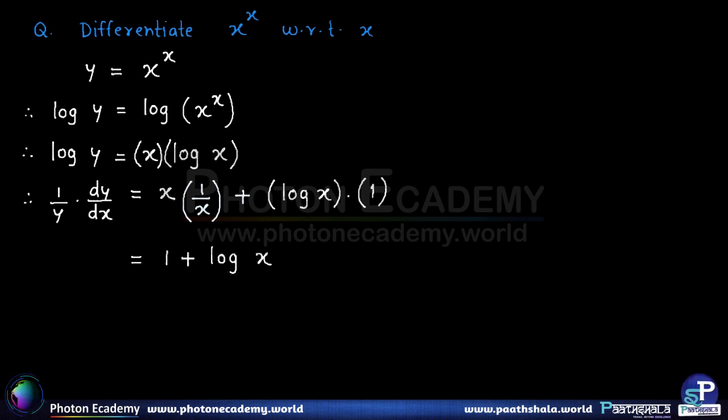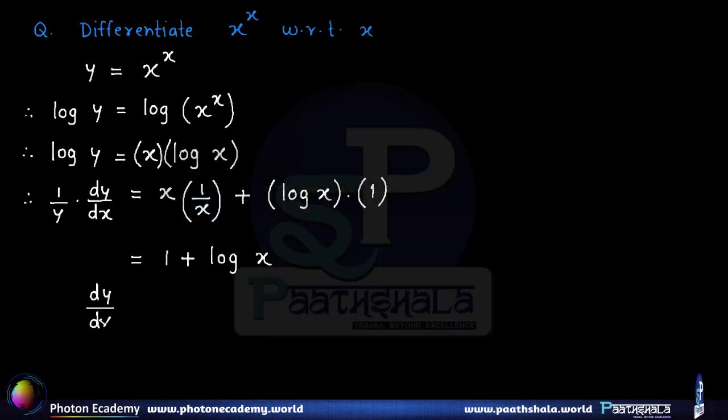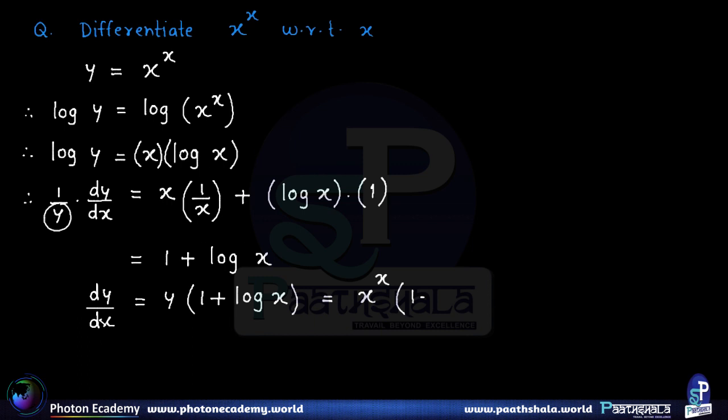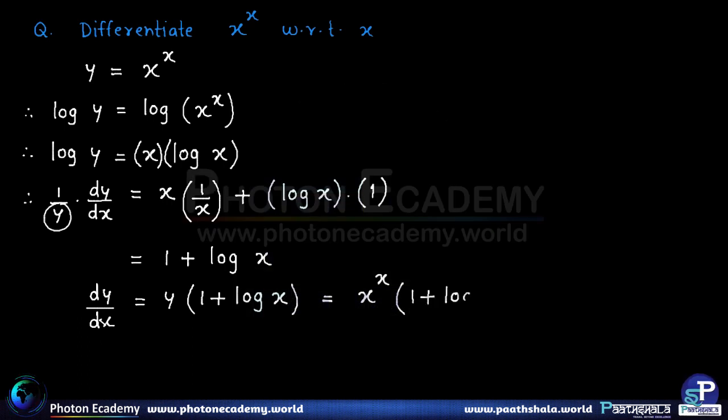So dy by dx is nothing but we have to bring y to the right hand side, so that is y into (1 plus log x), and lastly we replace y with the given function, that is x raised to x into (1 plus log x). So that is the final answer of the derivative. So this is how we use logarithmic differentiation.